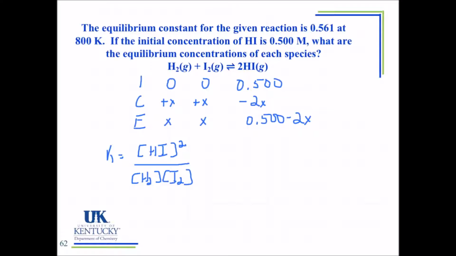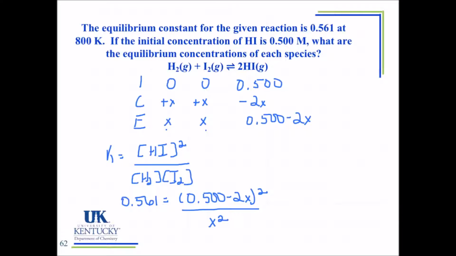Now I can substitute in what I know. I have 0.561 equals my HI concentration at equilibrium, which is 0.500 minus 2X, and I need to square that. And on the bottom, I have X and X, so I'm going to write that as X squared.